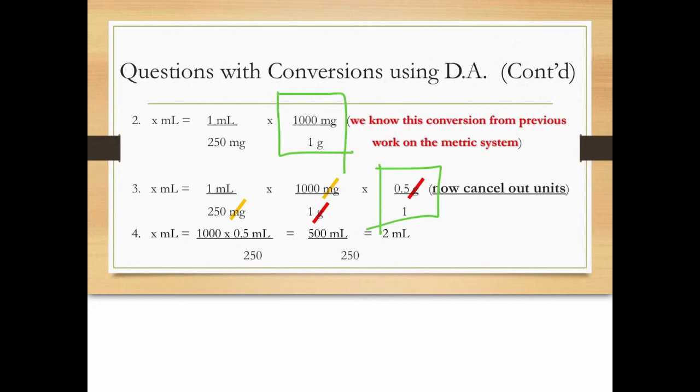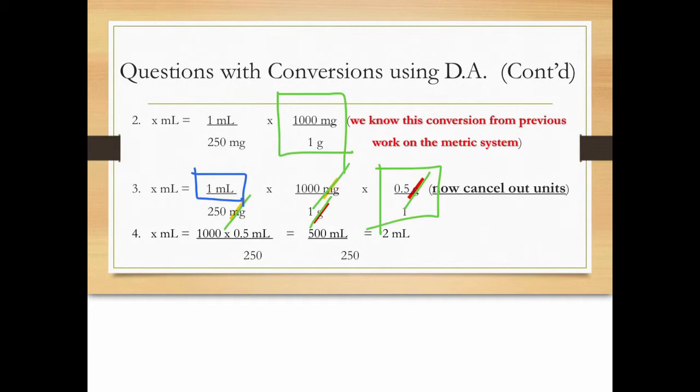At this point, it looks like we're ready to begin canceling out our units. So you'll cancel out grams, so those will disappear. You will cancel out milligrams, so those will disappear. And the only unit of measurement left is or should be ml, milliliters, which is what we're trying to solve for. Now we'll perform our steps.